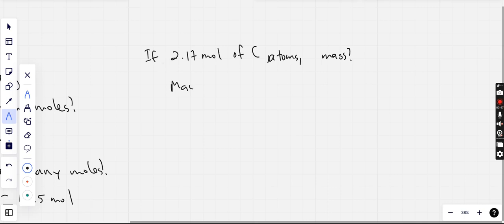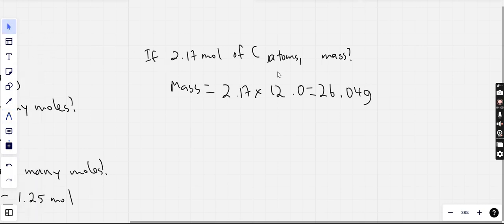So we know 1 mole is 12. So how about 2.17 mole? 2.17 times 12, right? So let me key that into the calculator. You guys will get 6.04 gram. Yeah, as simple as it is. And this element here, C carbon, can be applied to any other elements that you find in the periodic table. It can be hydrogen, fluorine.